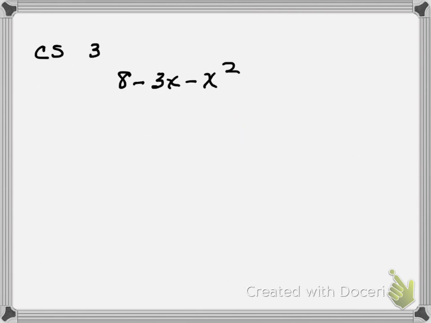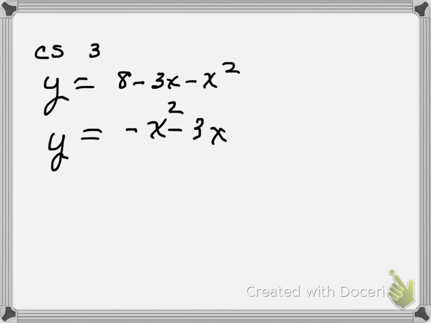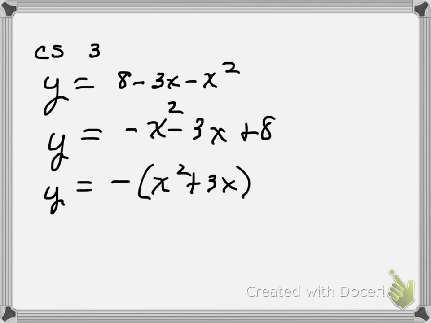Here's another one. If we take this quadratic, notice the x squared is negative, and in order to complete the square, you cannot have a negative on your x squared. So I am going to reverse the order on those. And then I'm going to factor a negative out, but I'm only going to factor the negative out of the first two. And then I'm just going to leave the 8 out here by itself, because I can't factor it in this form anyway. There's nothing that multiplies to give me 8 and adds to give me 3.